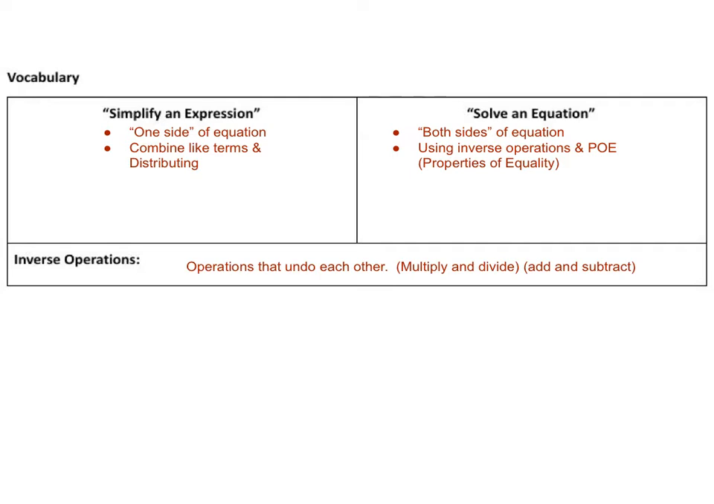So let's take another look at the difference between simplifying an expression and solving an equation. Remember, when you simplify an expression, this is referring to one side of the equation. This typically refers to things like combining like terms and distributing. This allows us to get all of our x's and all of our numbers combined so that we can prepare ourselves to solve. Because when we talk about solving an equation, we are now working with both sides of the equation, and this is where we get to use our inverse operations and these properties of equality to solve.